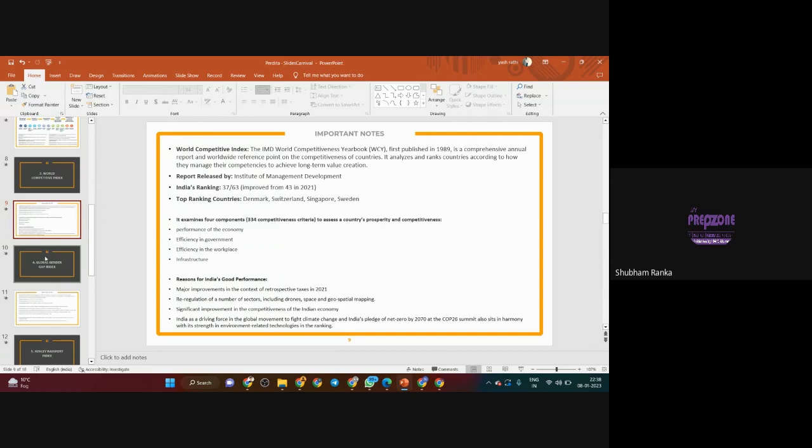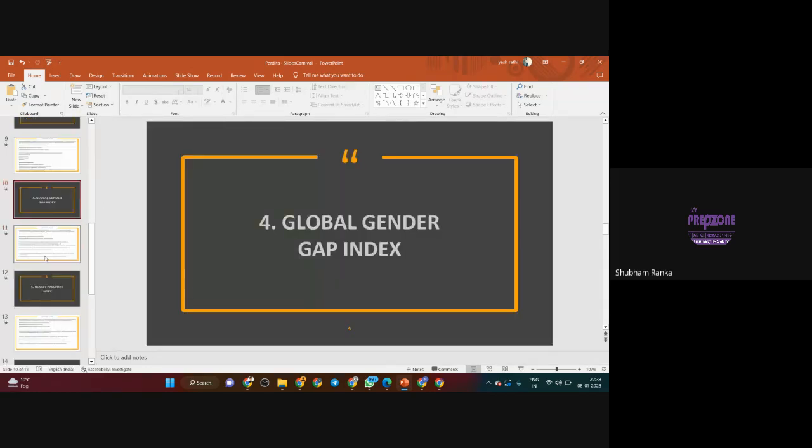Cool. Seeing no questions, let's move on to the fourth index. The fourth index is the Global Gender Gap Index. Again, it becomes important because there's always a lot of discussion on gender in PIs also, in WATs also, in a lot of places, right? In GDs it's a very common topic.